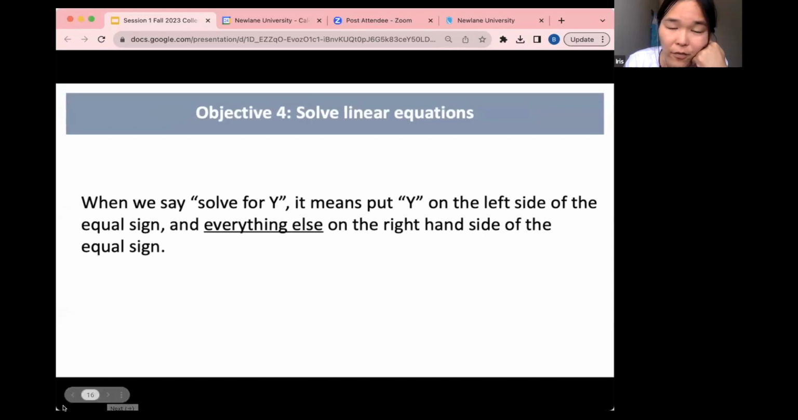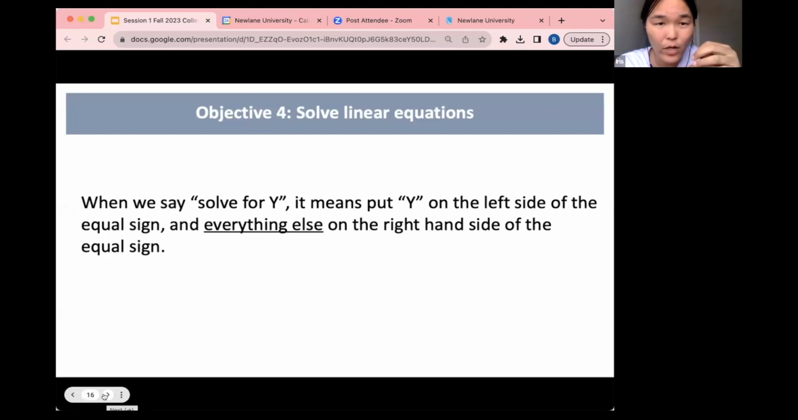Then objective 4 is solve linear equations. So the first thing is, what is an equation? Equation means you have an algebraic expression with some variable, an equal sign, and then usually another algebraic expression. So that's the definition of equation. As long as you have an equal sign and then some variables and some numbers, that becomes an equation.